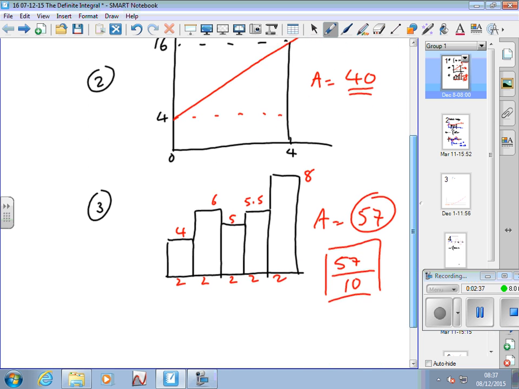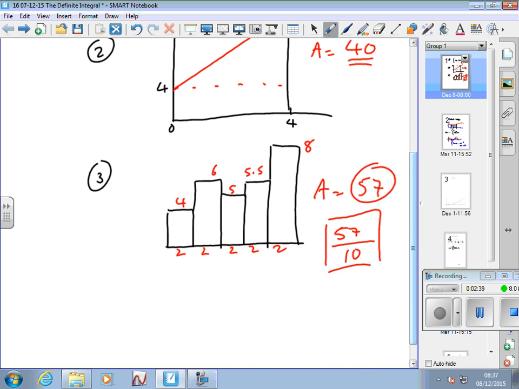Number 3. So if I divide 57 by 10, I get 5.7. What does that figure tell us about those? Well done, yep, it's the average height.